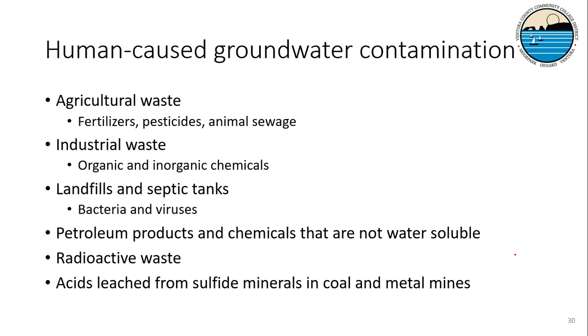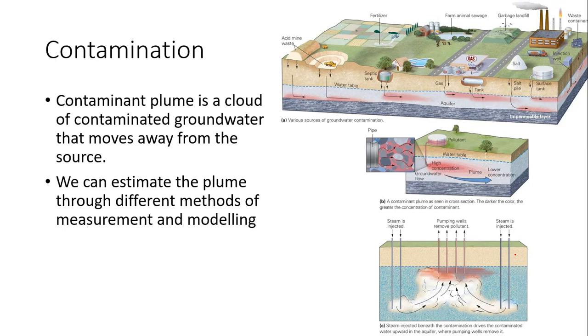Petroleum products and chemicals that are not soluble can enter our groundwater supplies if you live near the coast, or if you have stormwater. Sometimes they have little signs on the stormwater that say "Don't dump here" because it goes to a freshwater system, or it's not necessarily treated. So definitely don't pour your paint down the drain there. We also see radioactive waste. Those things can also contaminate groundwater. And we see acids that leach from sulfides in coals or metal mines. These are remnants left over from mining operations and things like that. All of these can cause groundwater contamination.